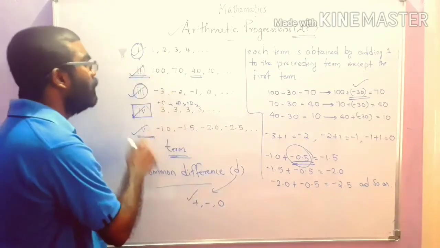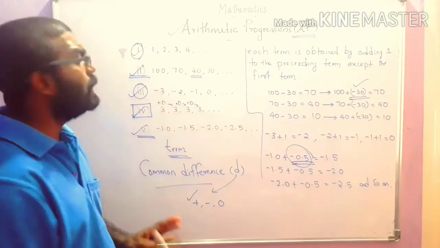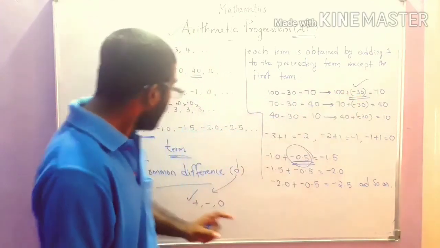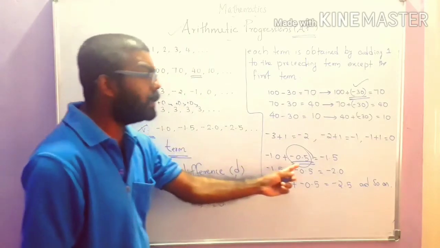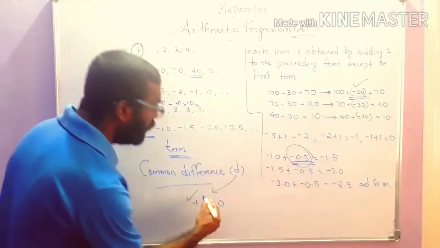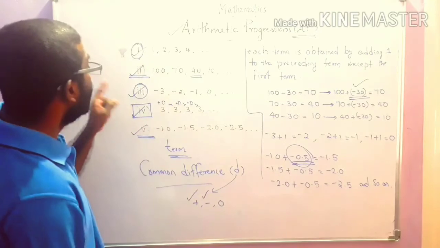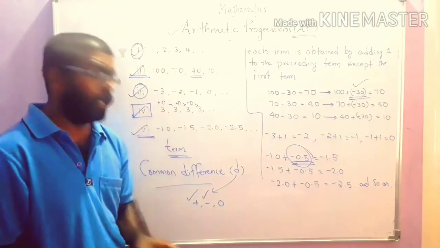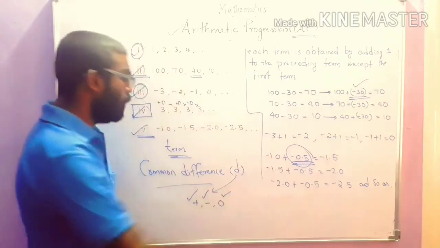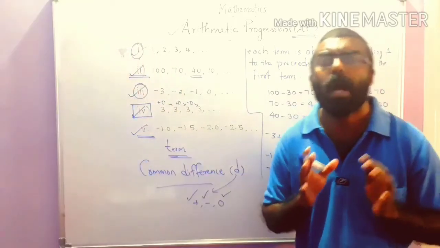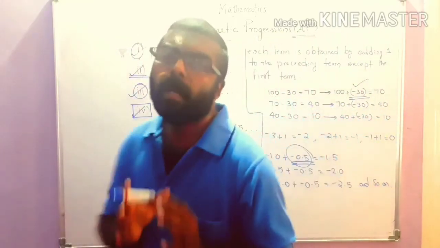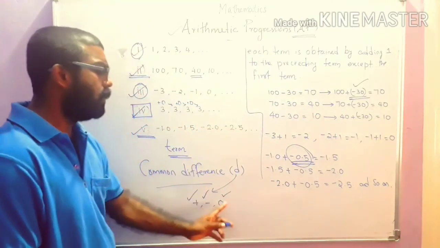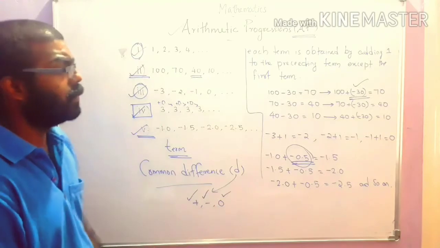And in the second and fifth example, the common difference is negative. Here the common difference is minus 30, and in the last one the common difference is minus 0.5. That means negative. And in the fourth one the common difference is 0. So it can be 0 also. So one thing you have to remember is the common difference D can be positive, negative, or 0.